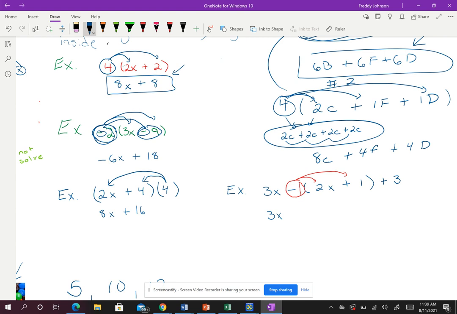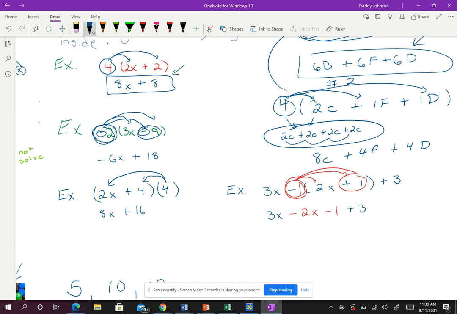So I'm going to have 3x. Then I'm taking the negative 1 times 2. A negative times a positive is a negative. 1 times 2 is 2x. Same thing, I'm going to go negative 1 times positive 1. A negative times a positive is a negative. 1 times 1 is 1. Now, I didn't touch the 3. Remember, I added that 3. I know it wasn't at the beginning, but I added it just so you can see. Make sure this 1 does not go to the 3 because the 3 is not inside the parentheses. So I'm just going to bring down that 3.